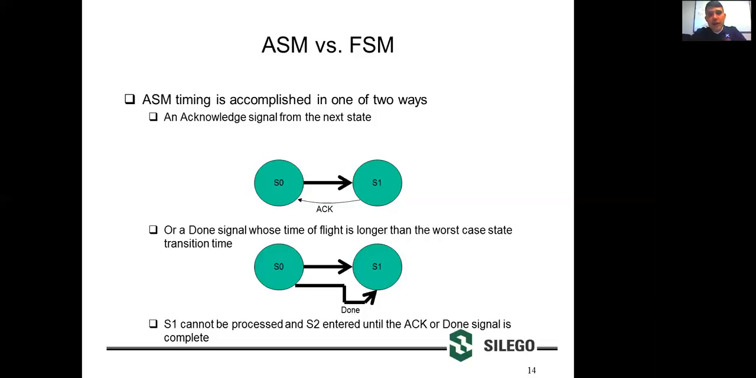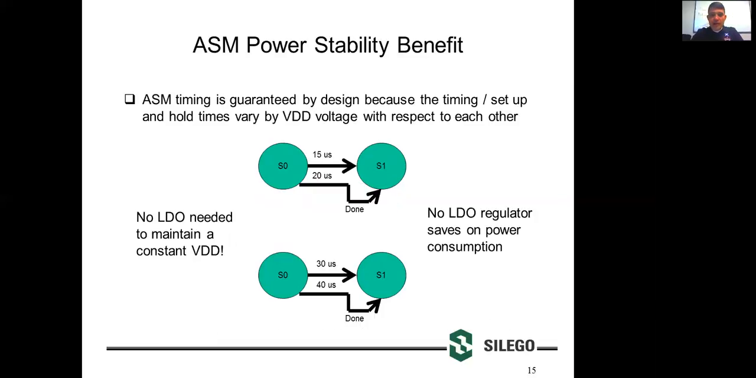I hope that's clear. What's beautiful about that is these times of flight are independent of process, voltage and temperature. So we're able to guarantee these things. For example, if we're at 5 volts and the time of flight is 15, probably should be more like 15 nanoseconds rather than 15 microseconds, but nonetheless, if the time of flight is 15 microseconds from state 0 to state 1, and our done signal has been designed to be 25% longer, or 20 microseconds, we can always guarantee that we're going to have enough time for arbitration.